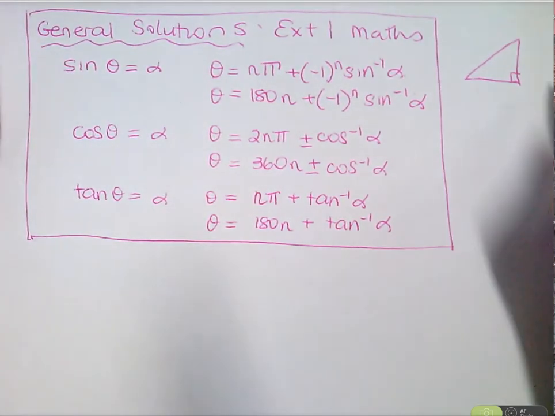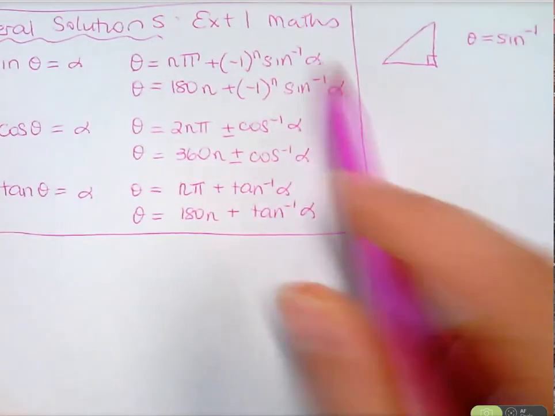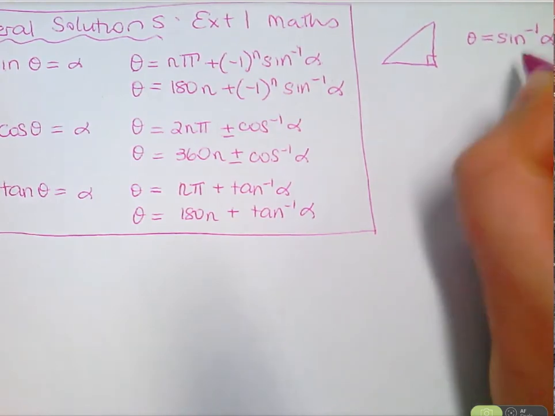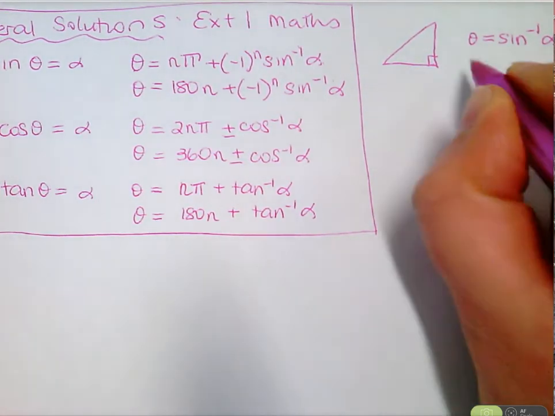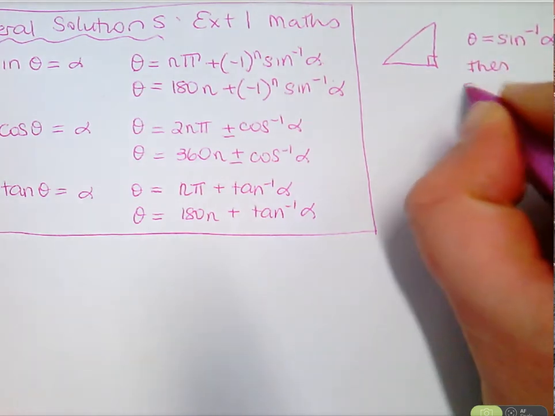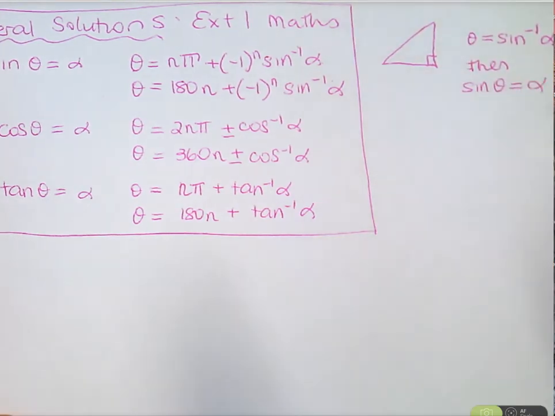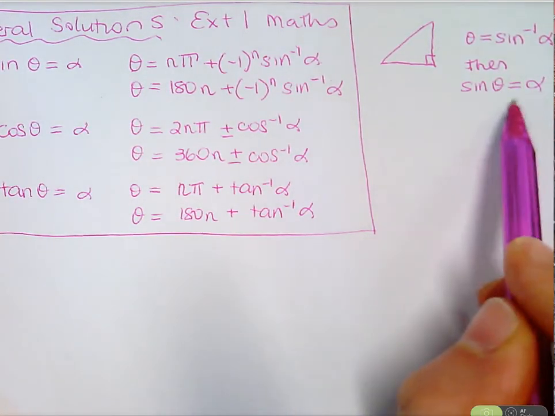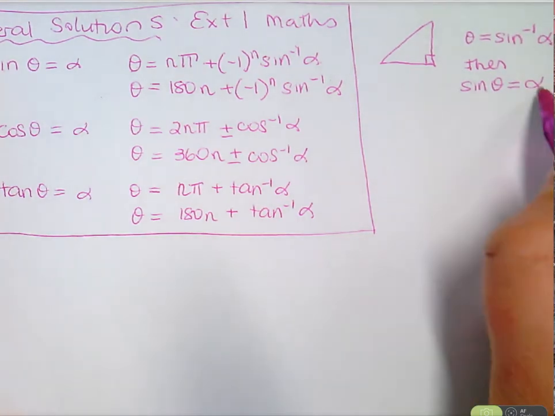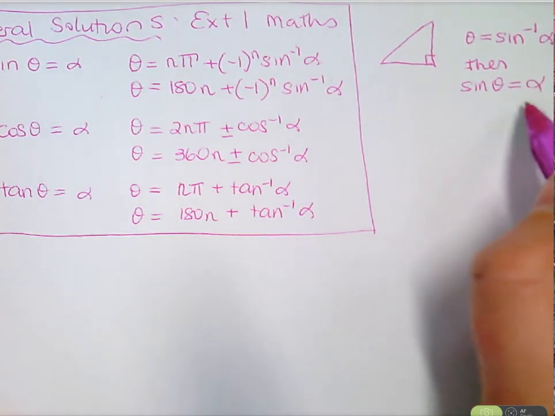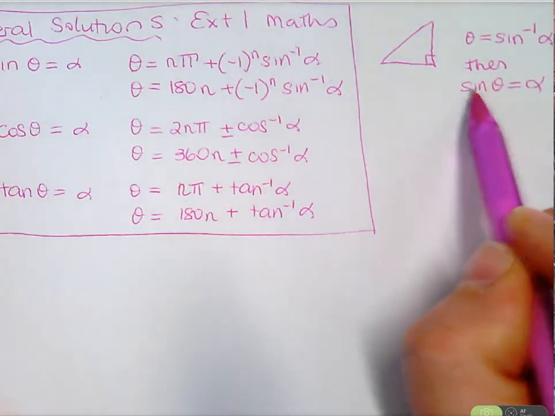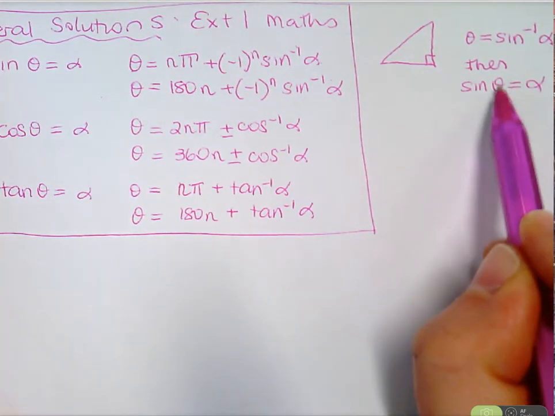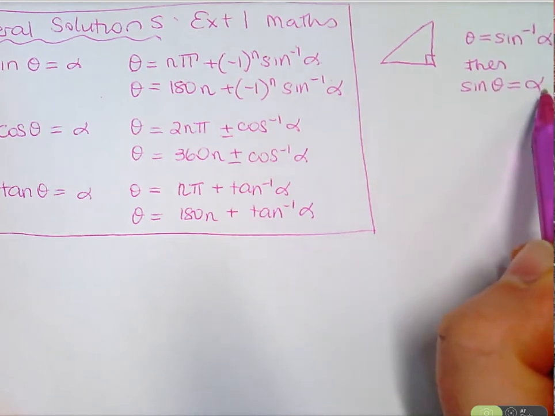If I just let theta equal sine to the -1 of alpha, so we're just investigating this, then sine theta equals alpha. Look, just watch. If you were working out theta, wouldn't it be sine to the -1? Let's say I've got sine theta is a half. Don't you go theta is sine to the -1 of a half? So if sine theta equals alpha, then theta is sine to the -1 of alpha.